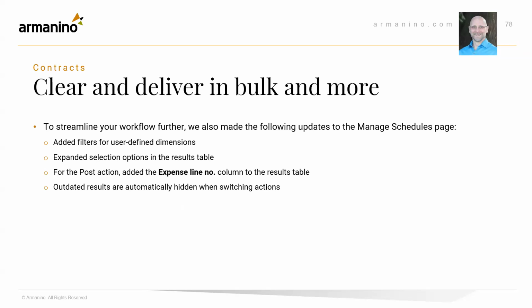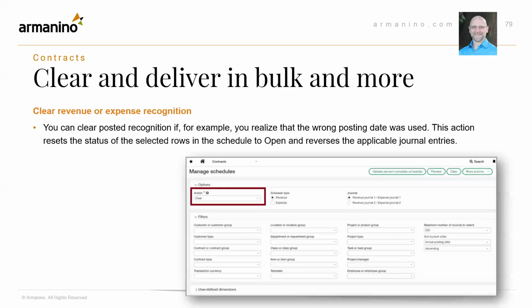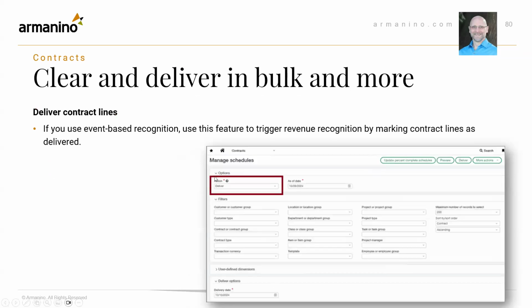To streamline your workflow further, Sage also made the following updates to the Manage Schedules page: added filters for the user-defined dimensions, expanded selection options in the results table, for the post action, added the expense line number column to the results table, and outdated results are automatically hidden when switching actions. So this is the clear revenue or expense recognition. Notice there in the little box, that's got the clear action there. It allows you to clear those and resets the status of the selected rows. This one is showing the deliver functionality. Same area, Manage Schedules, just a different selection on the action drop down there.